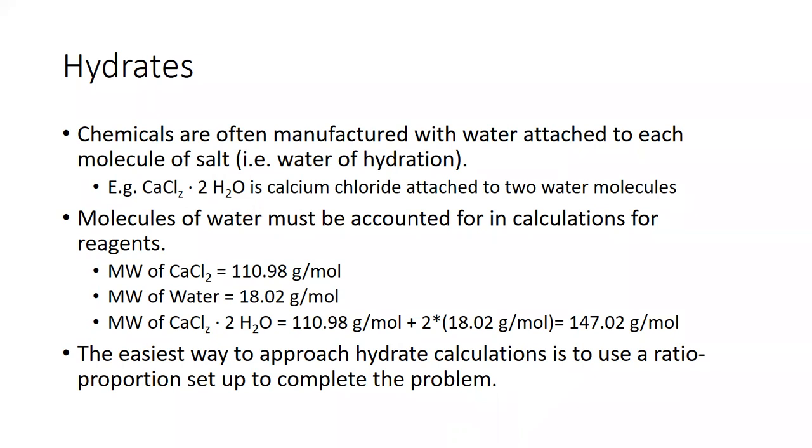So for example, the molecular weight of calcium chloride by itself is 110.98 grams per mole. The molecular weight of water is 18.02 grams per mole. So the molecular weight of this hydrated calcium chloride is 110.98 grams per mole plus 2 times the molecular weight of water. If it was 5, you multiply by 5. You just want to make sure that you're accounting for each molecule of water. You add those up and you get 147.02 grams per mole of hydrated calcium chloride. The easiest way to approach these hydrate calculations is to use a ratio proportion setup to complete the problem, which I will show you.